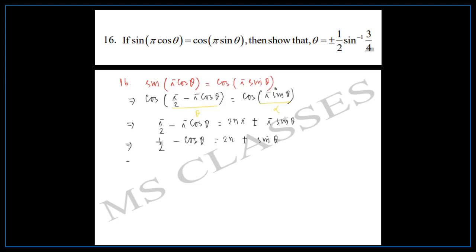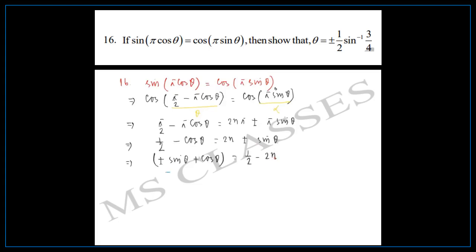Now we take sin and cos on one side, so plus minus sin theta plus cos theta equal to half minus 2n. Now, according to the question, we need to find the value of theta. That is, we have to show this equal to plus minus half of sine inverse 3 by 4. So we are searching for the principal solution, so it won't be the general solution. To get the principal solution, I put n equal to 0.